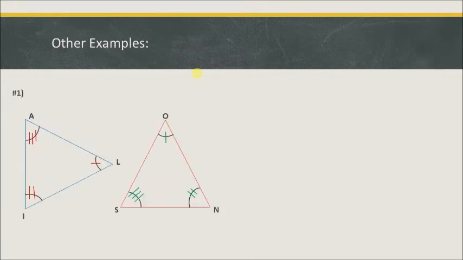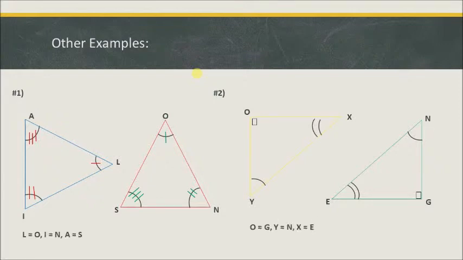So we have other examples here. This is a pair of congruent triangles. We have triangle ALI and triangle SON. And we have triangle OXY and triangle GEN. So we can conclude that angle L is congruent to angle O in the first figure, angle I is congruent to angle N, and angle A is congruent to angle S.